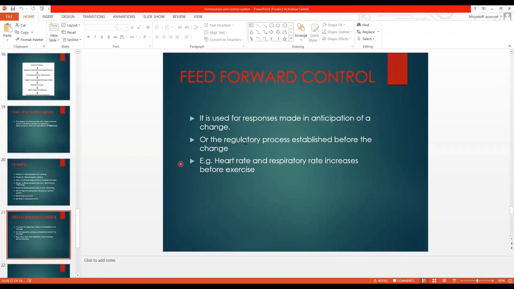Last is the feed forward control. What is feed forward control? It is used for responses made in anticipation of a change. It means if there is a change, your body will already anticipate that change, or the regulatory process is established before a change. Focus on this one. A regulatory process established before the change. For example, heart rate and respiratory rate increase before exercise.